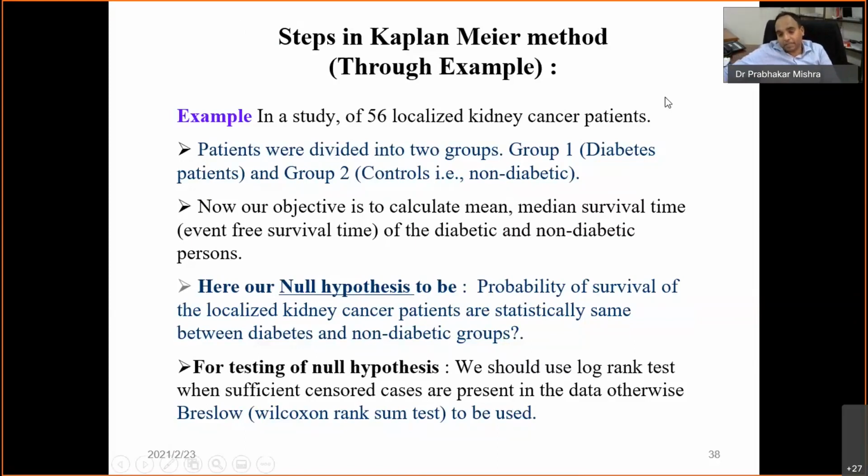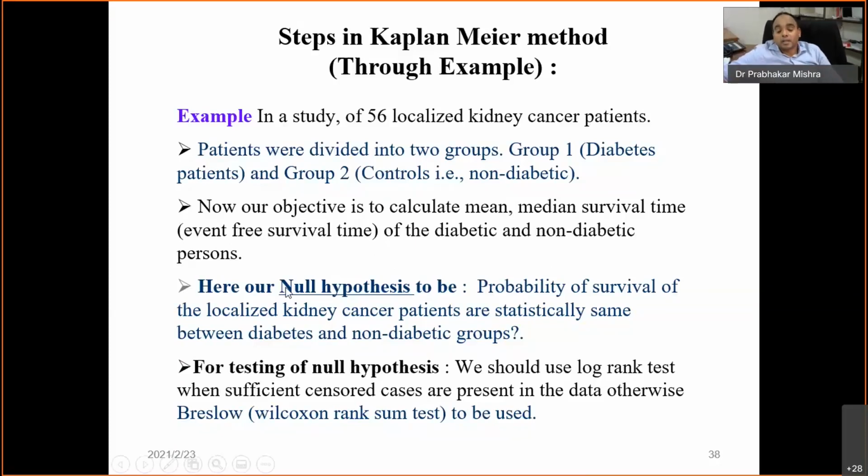So in a study, 56 localized kidney cancer patients were divided into two groups. First is the diabetic patient group, and group 2 is the control or non-diabetic patient group. So there are two groups. Now our objective is to calculate the mean and median survival time, another name for which is event-free survival time, of the diabetic and non-diabetic persons. So here our objective is to calculate the event-free, like death-free, survival time.